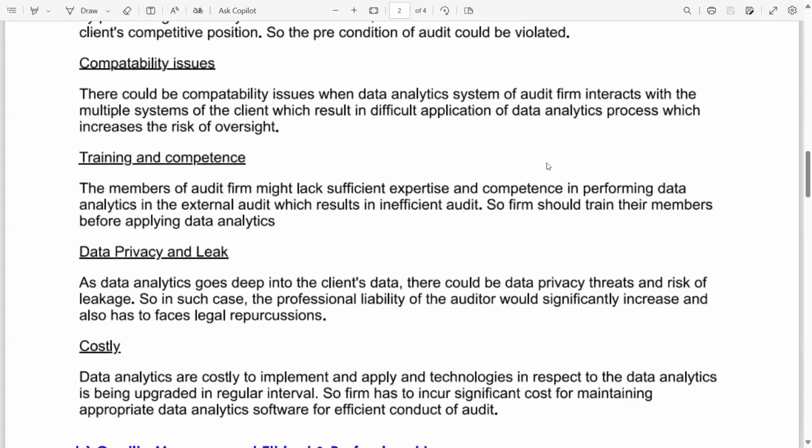Data analytics is costly to implement and apply, and the technologies in respect of data analytics are upgraded at regular intervals. So the firm has to incur significant cost for maintaining appropriate data analytics software for efficient conduct of the audit. So now guys, we are done with part A of question number 3 regarding the issues or challenges faced in data analytics by an external audit firm.